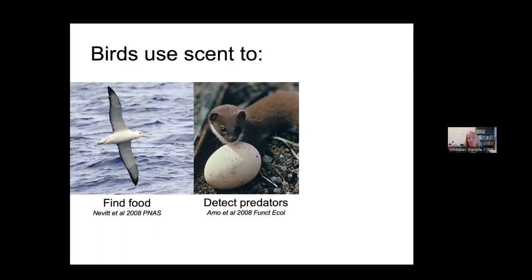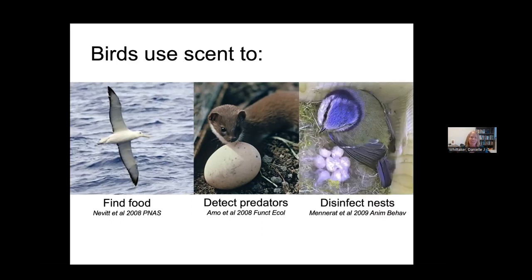Birds can detect the scent of predators near their nest. This study I'm citing here, it was one in which they used urine from predators like weasels and cats and put it near empty nest boxes, and birds would avoid the nest boxes that had the scent of predators and would use nest boxes that didn't have that scent instead.